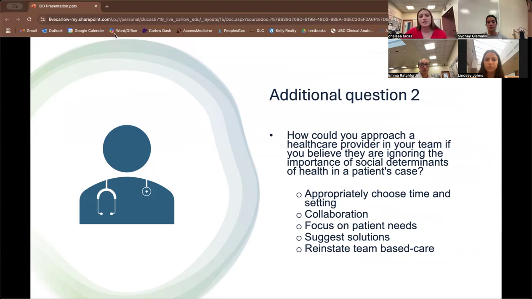Frame the discussion as a shared goal to improve patient care rather than a criticism, and use I statements to avoid sounding accusatory. Focus on the patient's needs, bringing concrete examples of how it's affecting the patient's condition. Offer solutions by providing resources or referrals that can address the barriers, and reinforce team-based care. Remind the provider that addressing this is a team effort and it doesn't fall solely on one person.